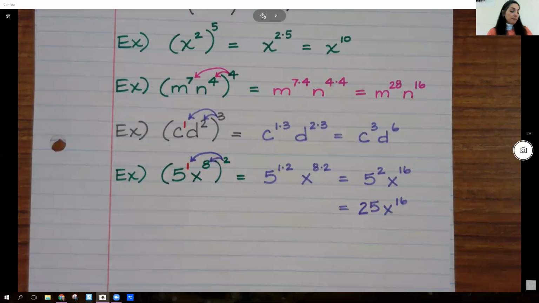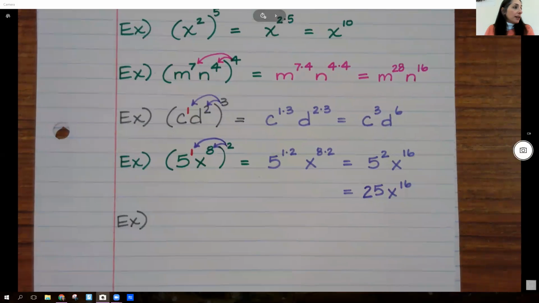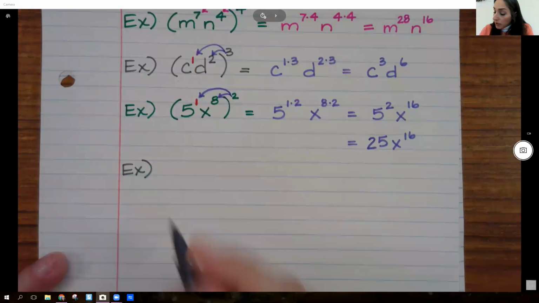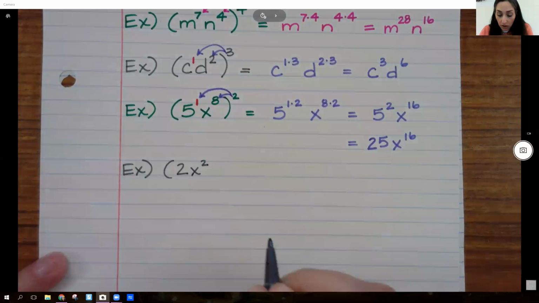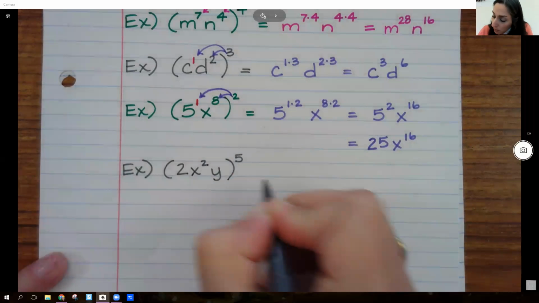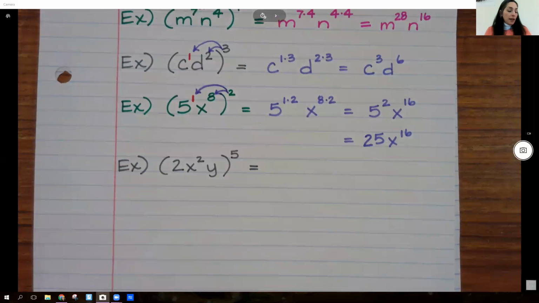Let's try a few more. I want to make sure you get a full variety of problems. So how about this? 2x squared y raised to the 5th power. Okay, actually try that one on your own and I'll give you a couple minutes and then I'll go over it. But just try it out. See if you can figure this one out by yourself before I give you the answer.